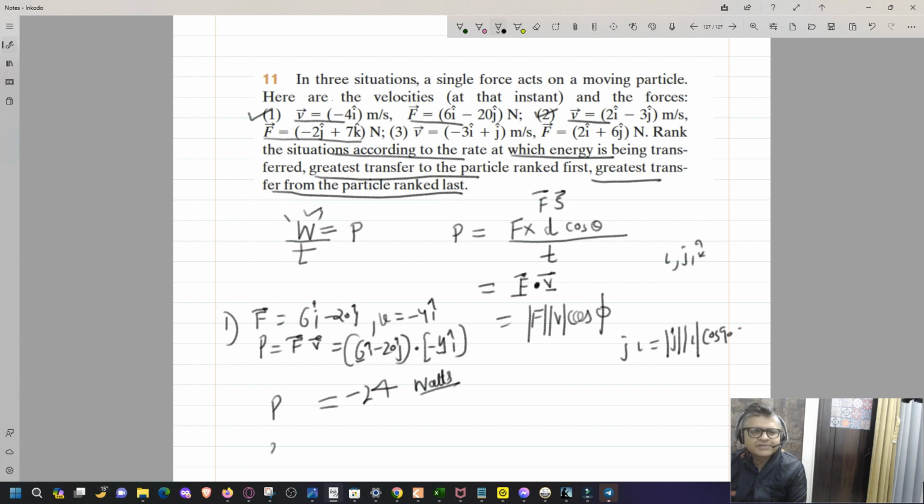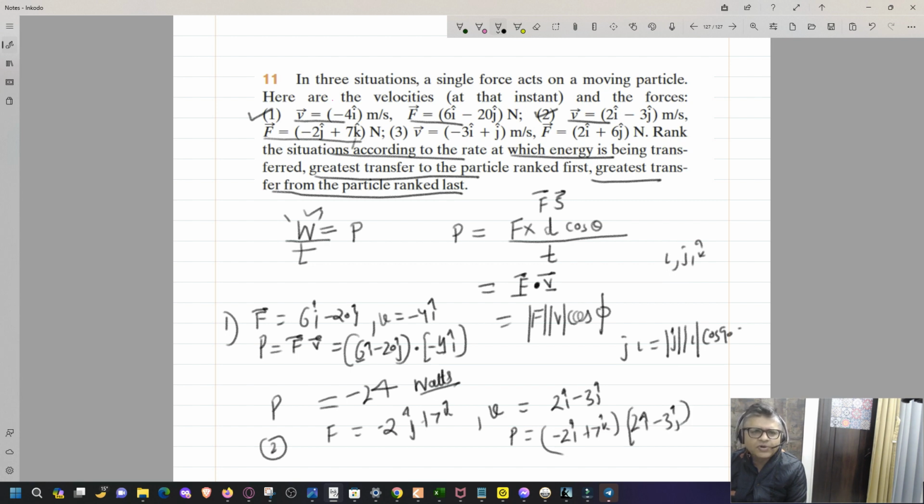Let's consider case number 2, where the force is equal to minus 2I, sorry, minus 2J plus 7K, and the velocity is given to be 2I minus 3J. So the power is F dot V, so minus 2J plus 7K dot 2I minus 3J.